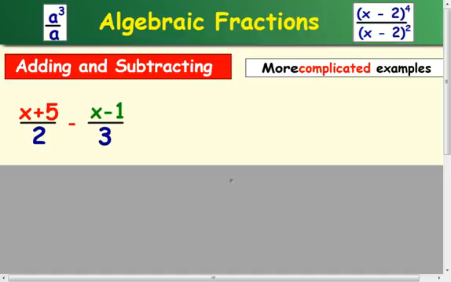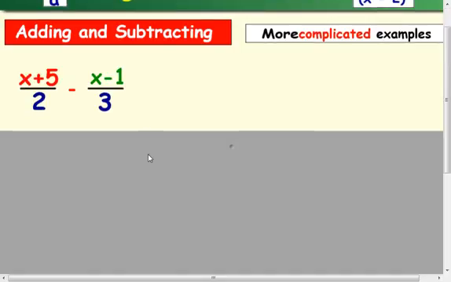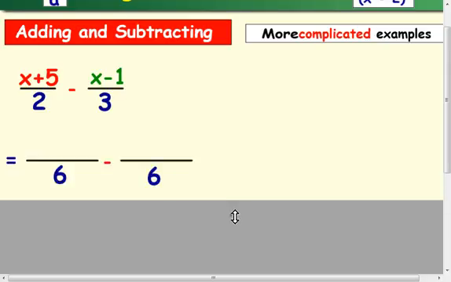Okay, let's look at another example. This one has a takeaway in the middle, so slightly different. x plus 5 over 2 take away x take away 1 over 3. Common denominator. 2 times 3 makes 6. The lowest common multiple is 6. How did you get from 2 to a 6 down below? Well, you timesed it by this 3.